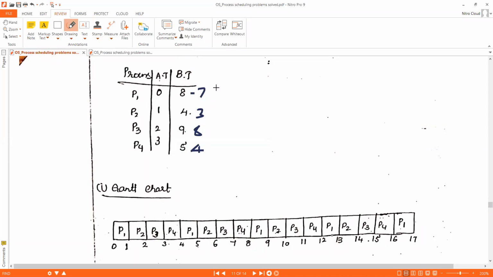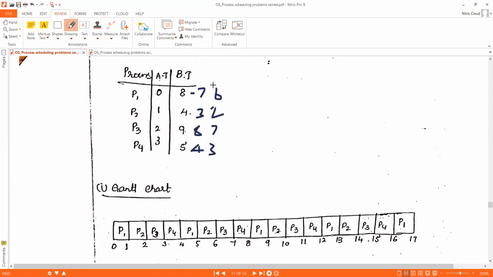Now how much time is remaining for process 1? 6 milliseconds are still remaining. Next, process 2 will get the CPU. How much time does process 2 have? It has 2 milliseconds now. Next, the CPU will be allocated to process 3, and it will also execute for 1 millisecond. The remaining burst time for process 3 is 7 milliseconds. Now the CPU will be allocated to process 4. What is the remaining burst time for process 4? That is 3 milliseconds.